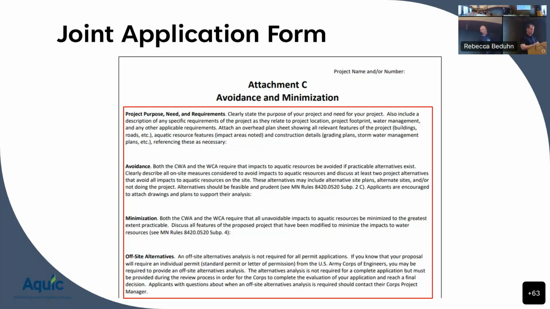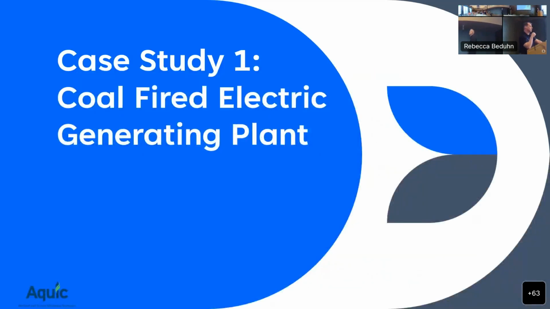At what point is an offsite alternatives analysis required? Great question. I'm going to repeat that so everyone can hear. At what point is an offsite alternatives analysis required? Is it a threshold? Is it a specific quality? You go first. I'll go first, sure.